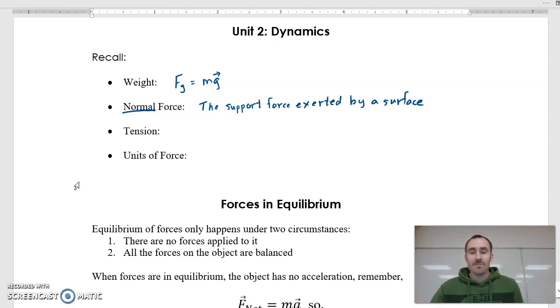That's important. Tension is a force exerted through a rope. So when you pull on a rope or chain or cable, whatever, when you pull on something like that, it's going to pull back in the opposite direction. And that's called tension.